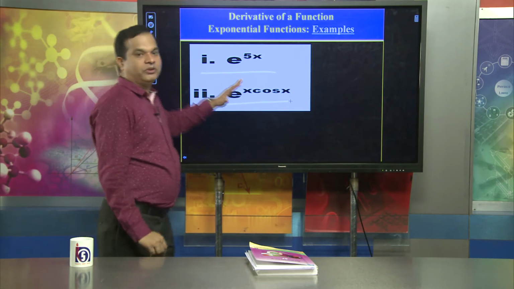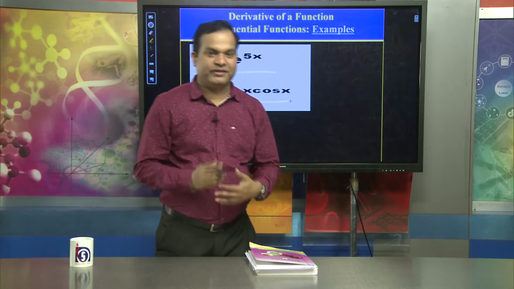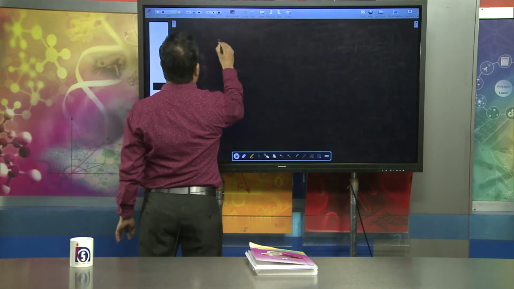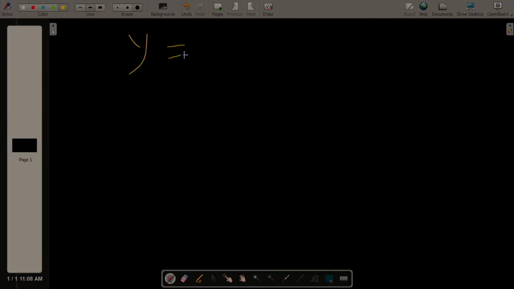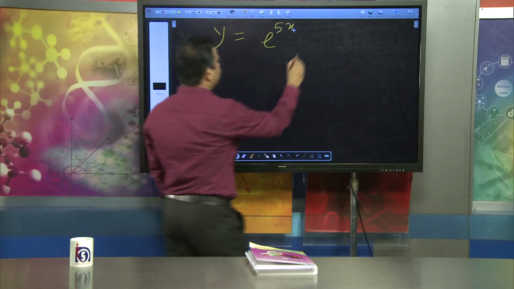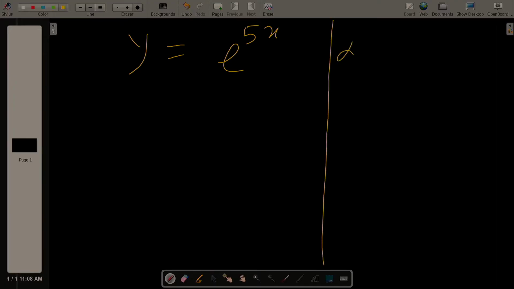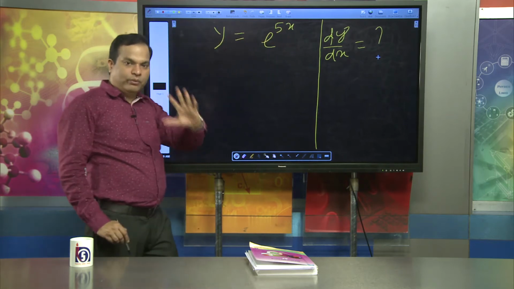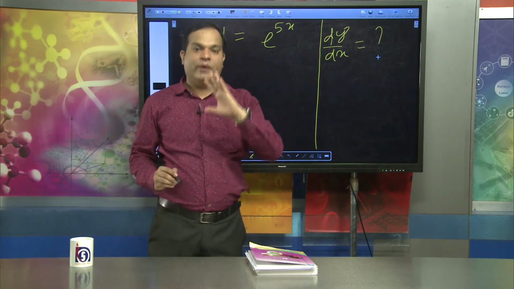So, first example: suppose I take e raised to the power 5x. Suppose y equals e raised to the power 5x. Now the question is, what is the value of dy/dx if y equals e raised to the power 5x? Remember, x is the variable, and we are going to find the derivative with respect to x.